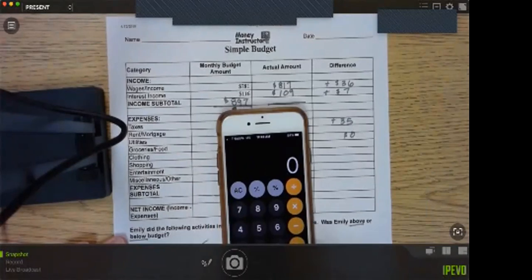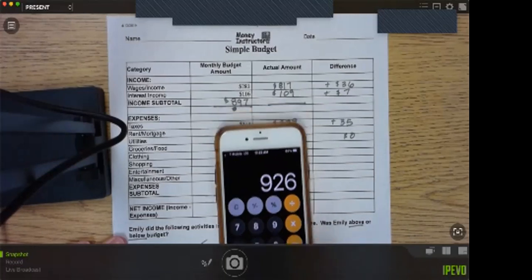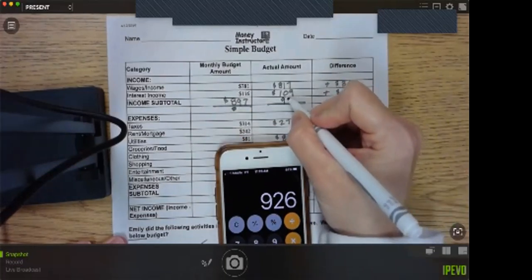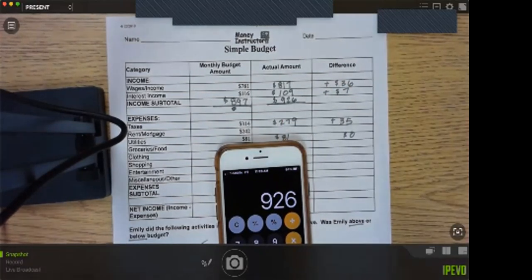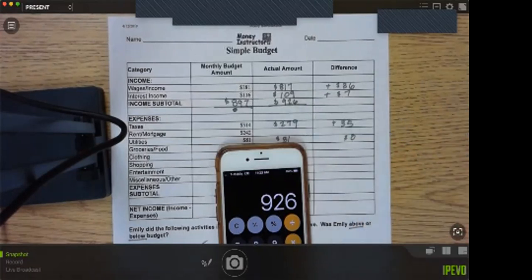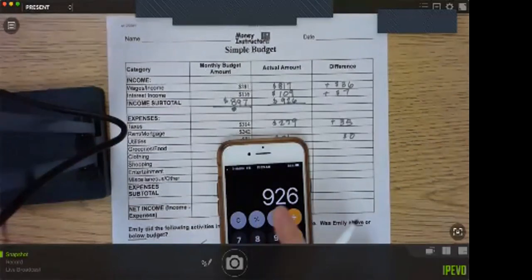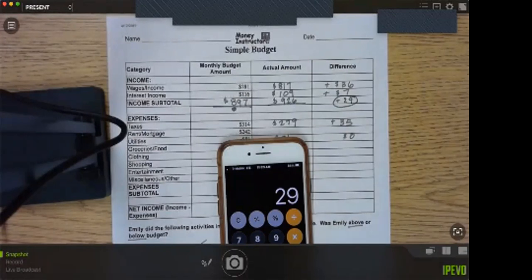So now we can go ahead and add this up. So far for this month, she's earned $817 for her income, plus $109 for her interest, which equals $926. Okay, before she was budgeting $897. So the difference, $926 minus $897, she has plus $29. That's the difference.